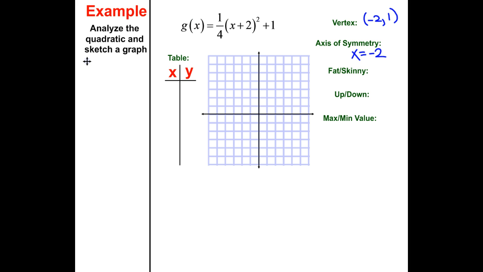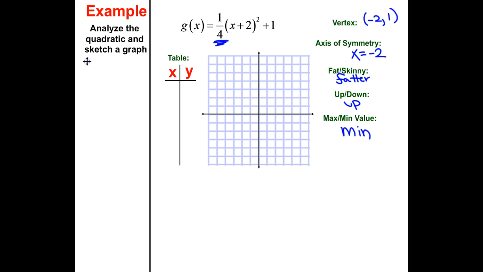Is it getting fatter or skinnier? Well, we have to look at the number in front there. That is going to get fatter because it's between 0 and 1. We also look at that one to see if it opens up or down. Because it's a positive number, it's going to open up. And that also tells us if it's opening up, that means it's going to have a minimum value, because opening up, that means we're going down as far as we can go.